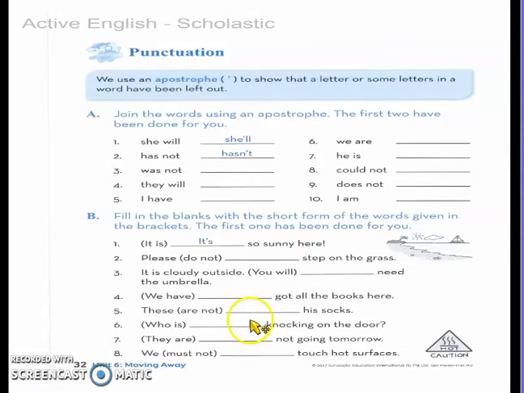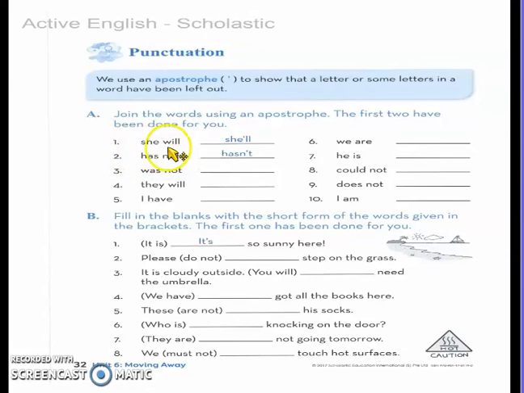For the workbook, page number 32, here we have 2 questions. Number 1 is homework. Join the words using the apostrophe. The first 2 have been done for you. Here, my students, in this exercise, you have to combine the 2 words into one word using the apostrophe. And here we have 2 examples.